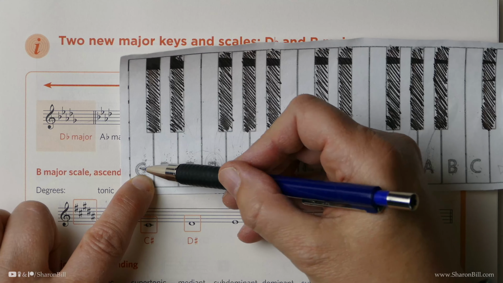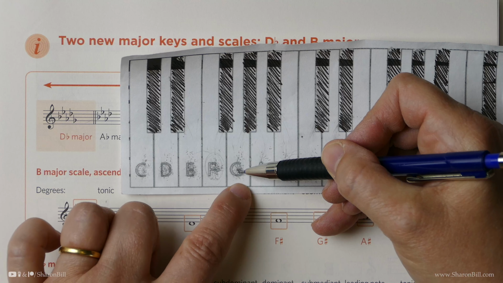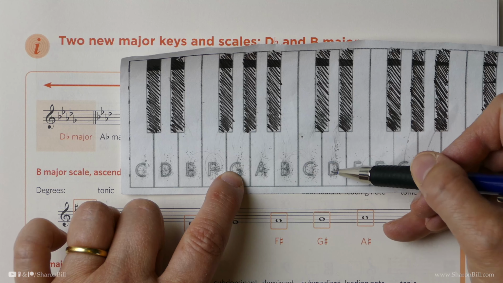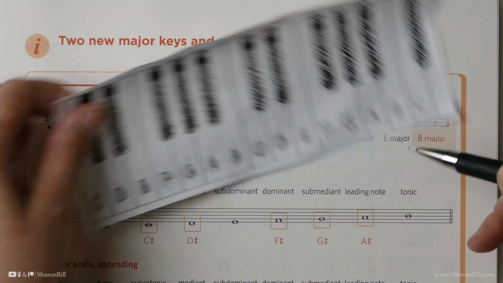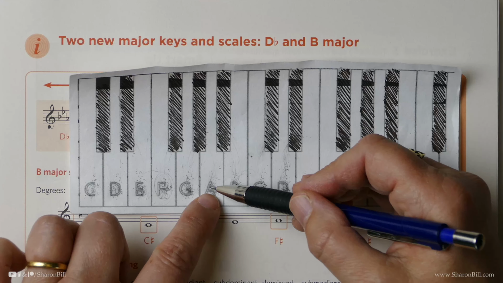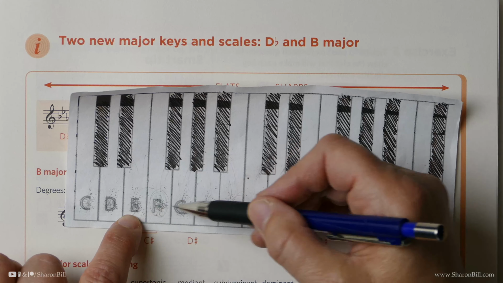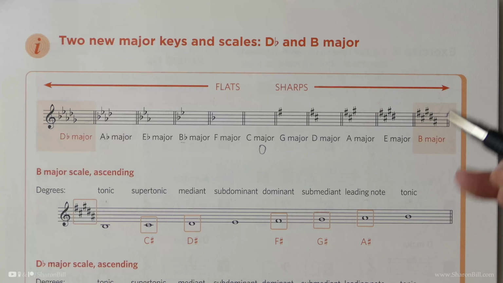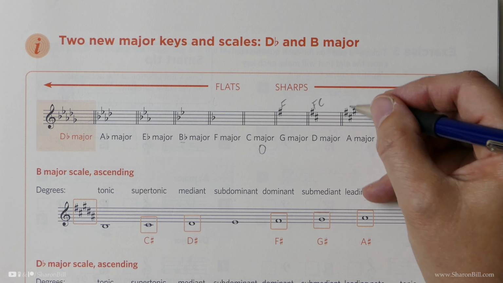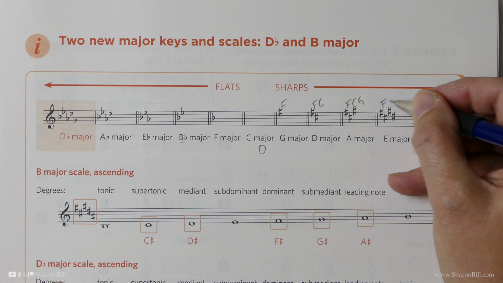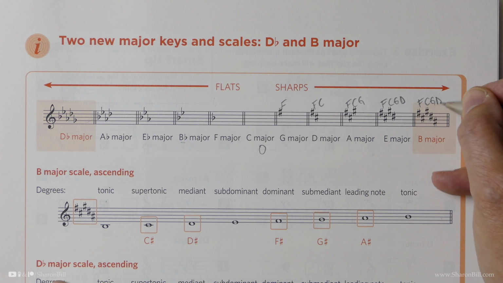1, 2, 3, 4, 5, always counting C, 1, 2, 3, 4, 5, that gives us G major. 1, 2, 3, 4, 5 gives us D major, the next key, 1, 2, 3, 4, 5, A major, the next key, 1, 2, 3, 4, 5, E major, the next key, and now 1, 2, 3, 4, 5 gives us B major. And we're always adding one sharp, so we go from F sharp to F, C, F, C, G, F, C, G, D, and then finally F, C, G, D, A.